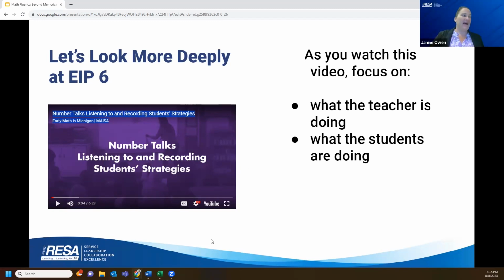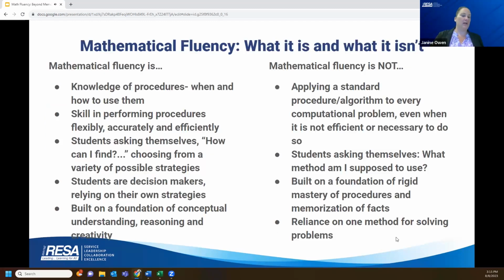So with that in mind, we're going to go forward and think about our definition based on what research tells us about what mathematical fluency is and what it isn't. And you can think to yourself about what you noticed in the video that also relates to what you see on the slide. So mathematical fluency is the knowledge of procedures, when and how to use them, skill in performing procedures flexibly, accurately, and efficiently. Mathematical fluency is students asking themselves, how can I find?